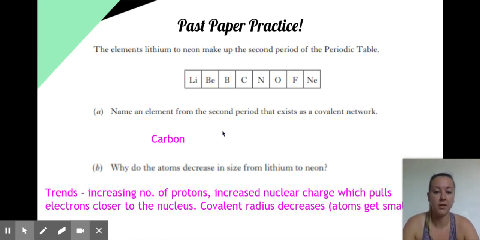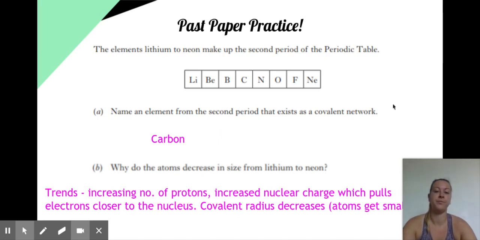The key thing that you have to have for that mark is you need to say increase in number of protons, which increases the nuclear charge. That's the key kind of part. I would also put at the end that pulls the electrons closer to the nucleus and the covalent radius decreases. Just to maximise my marks, I would always put that in at the end.